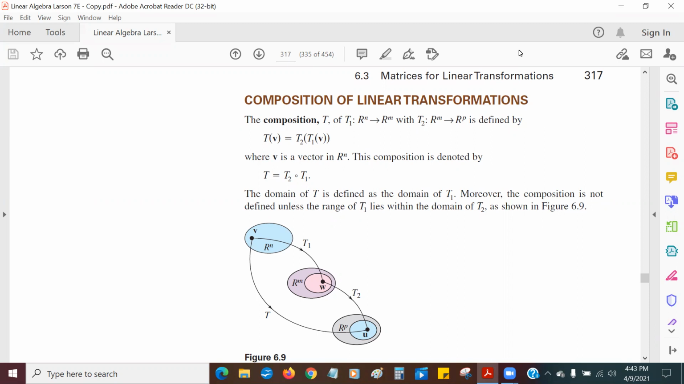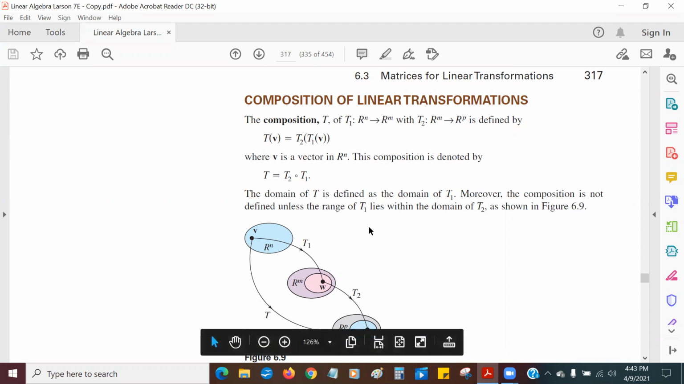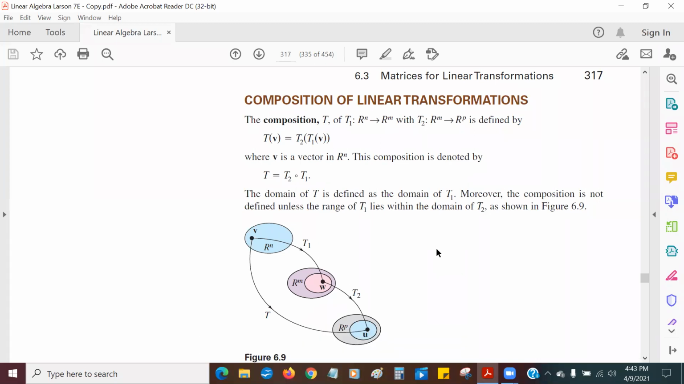So a composite function is very simple. I have T1, which goes from Rn to Rm. I have T2, which is a function from Rm to Rp. And now my function T is a composition of those two functions. We're going to show that the composite function of two linear transformations is also going to be a linear transformation in its own right.